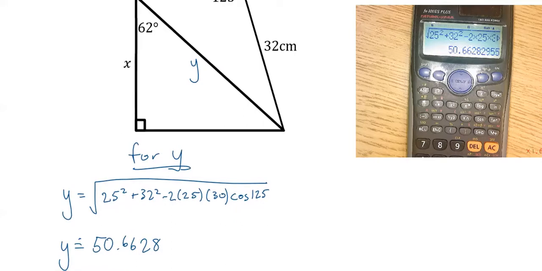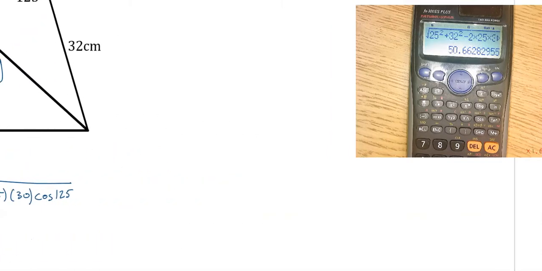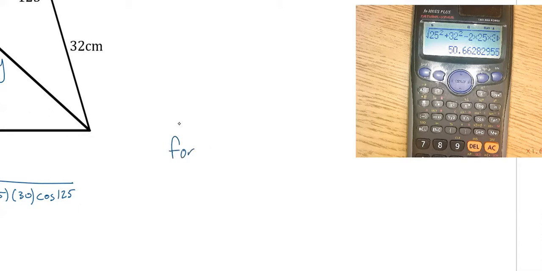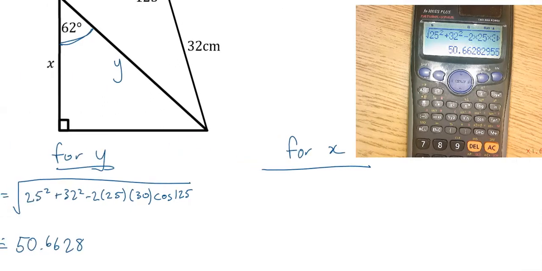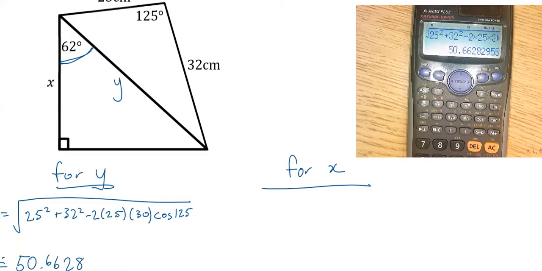And now this one's pretty easy because I've got an angle and I've got a side length, so I can just go ahead and find X. And it's a right triangle, so I'm using SOHCAHTOA. And on this one, I'm going to use cosine.